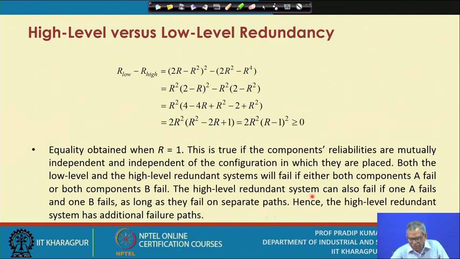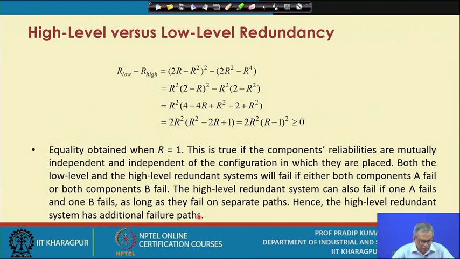High level redundant systems can also fail if one A fails and one B fails, as long as they fail on separate paths. Is it okay? So, this is the condition you must know. You must study minutely the configuration of a system, whether it is with low level redundancy, high level redundancy, or no redundancy at all, and then list down the conditions in which the system may fail. Hence, the high level redundancy system has additional failure paths.